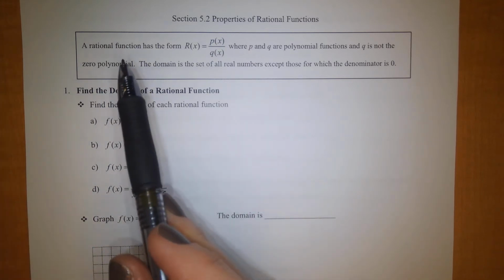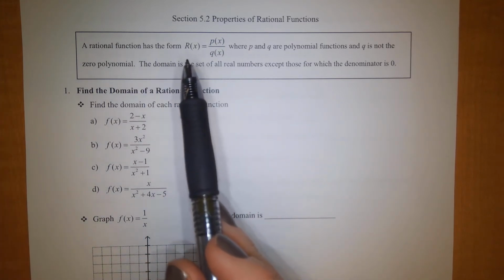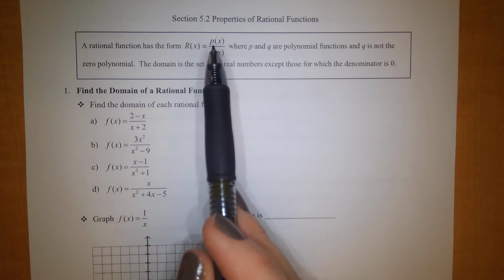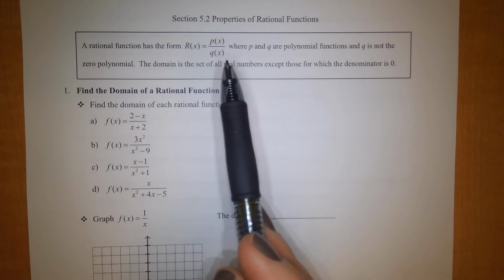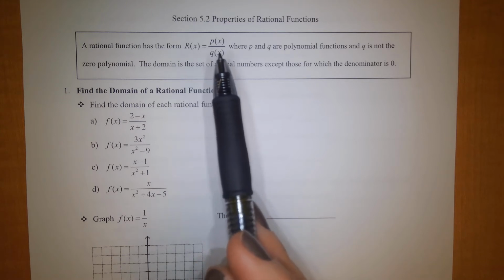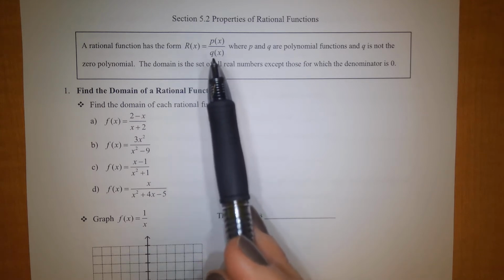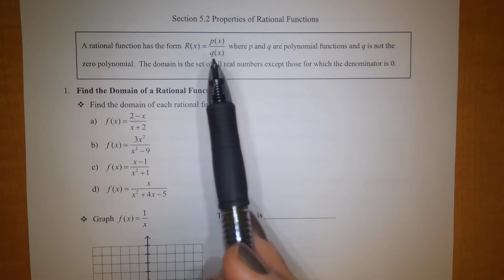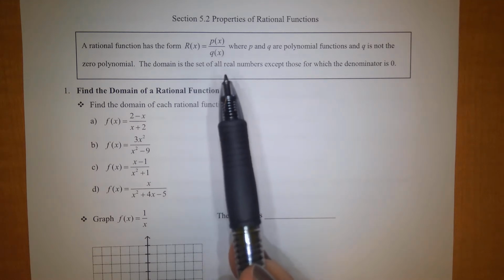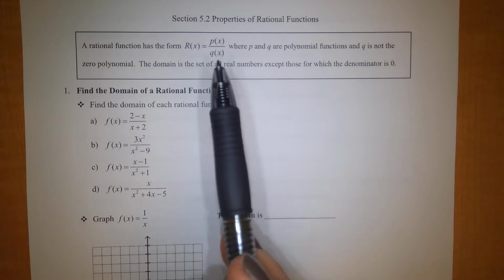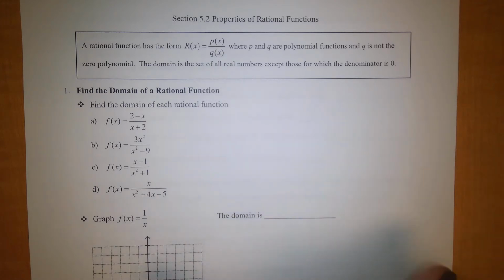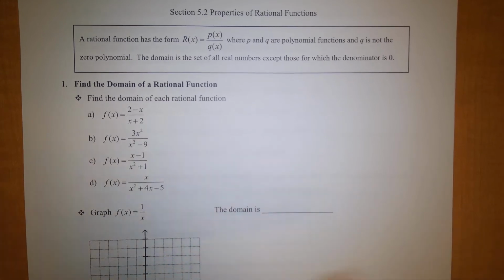The definition of a rational function is it must have the form of some polynomial divided by another polynomial, and the Q polynomial cannot be 0. The domain is the set of all real numbers except for those which make the denominator 0. So let's first discuss the domain of rational functions.